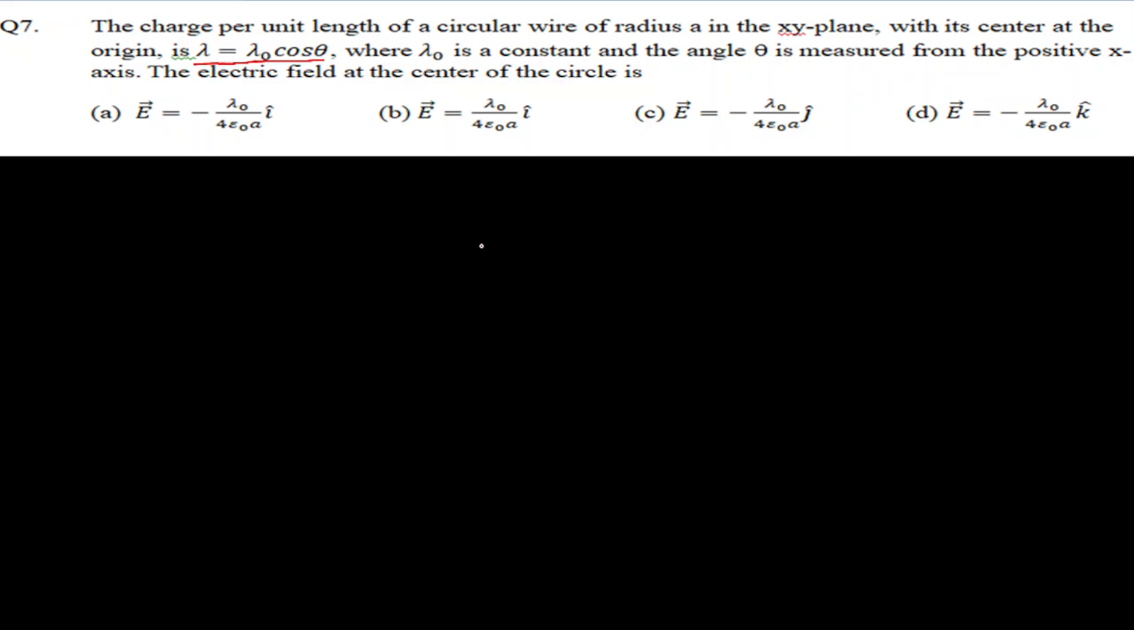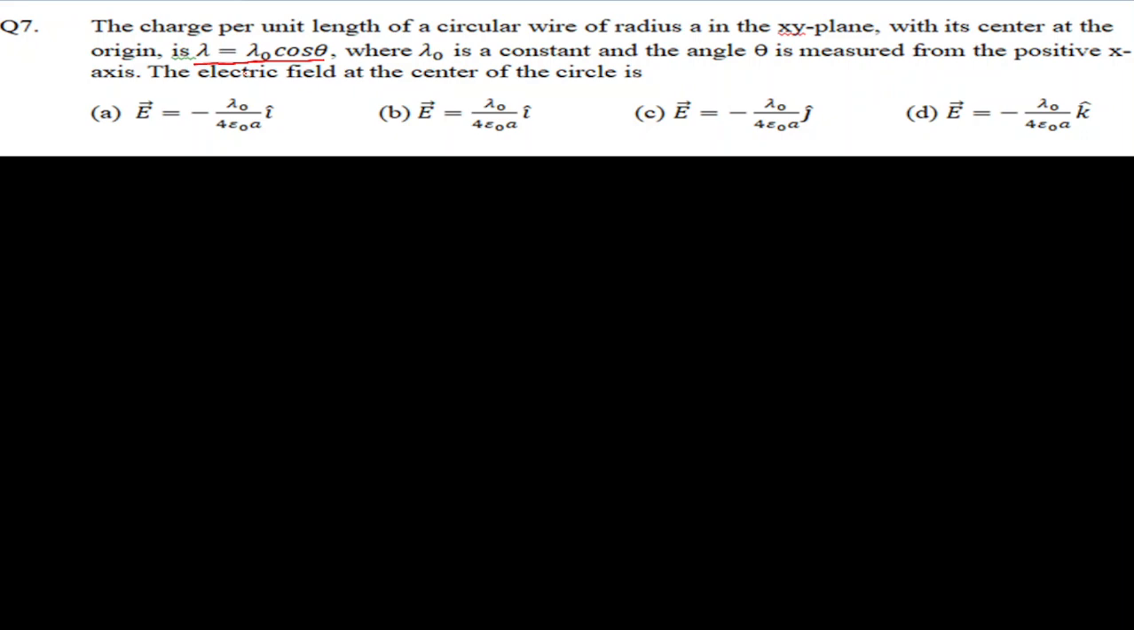Usually we have also solved the electric field at the center of a uniform charge carrying circular loop, and we have noticed that the electric field is 0. But when it is a non-uniform charge distribution, see, in this case lambda is itself a function of theta. At different values of theta, lambda will be different. So for non-uniform charge distribution, it may or may not be 0. In this case we have to calculate, so we cannot use the standard result that we discussed in the last class.